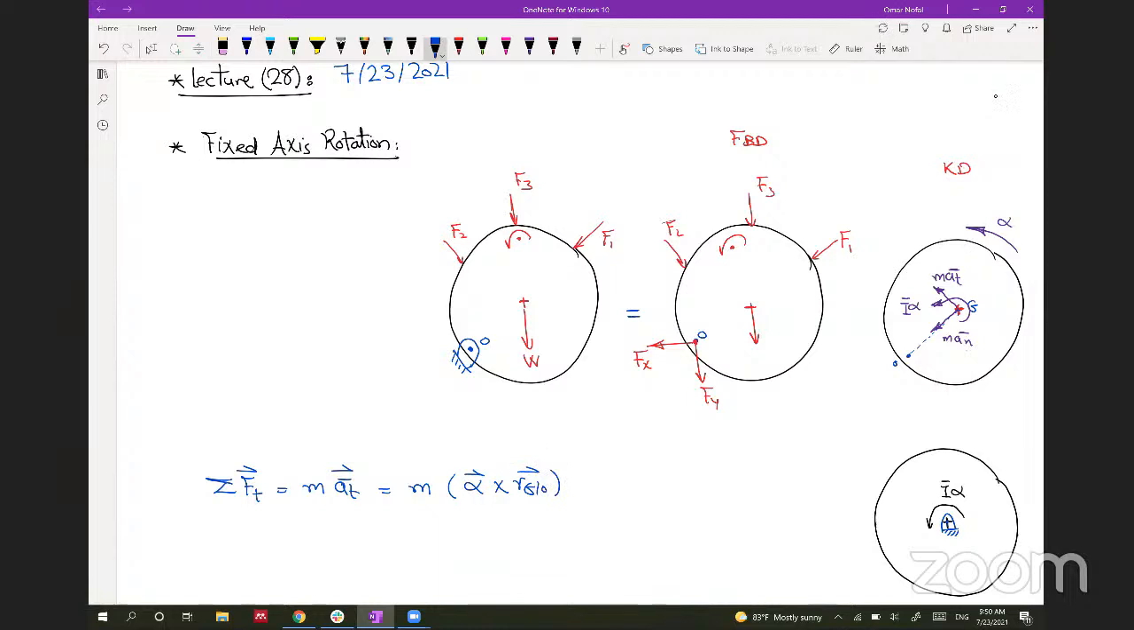Okay, and if you want to know RG with respect to O, so there's point O and there's point G, so you will stretch a vector here, and this will be RG with respect to O. And you know the direction of alpha. Right now we have RG with respect to O, and from the right-hand rule, you will know that alpha will be in the positive direction.